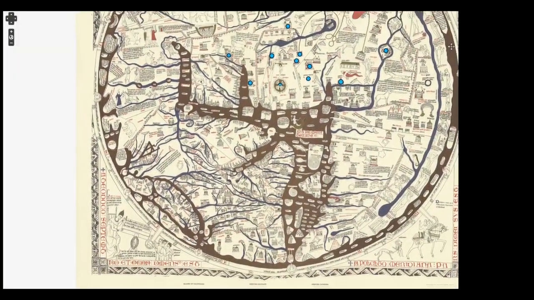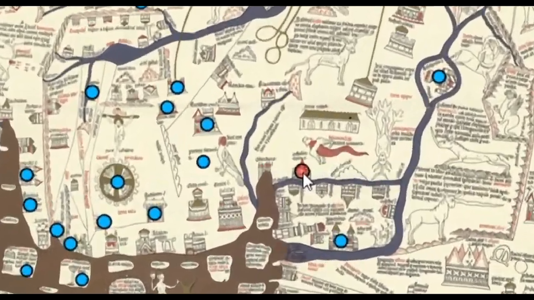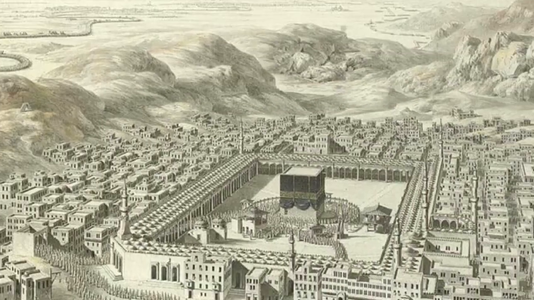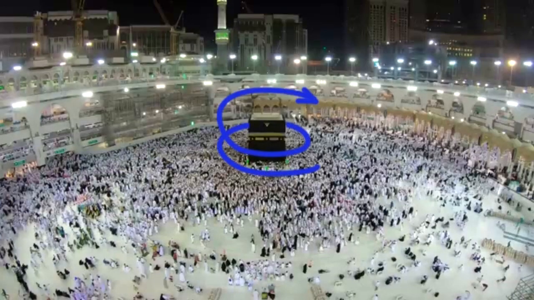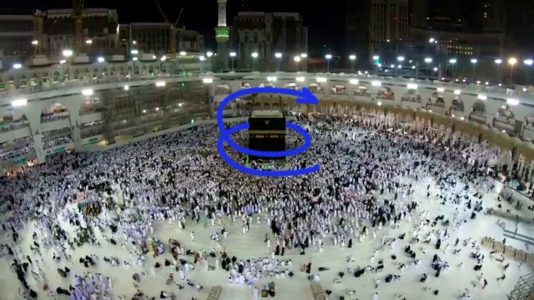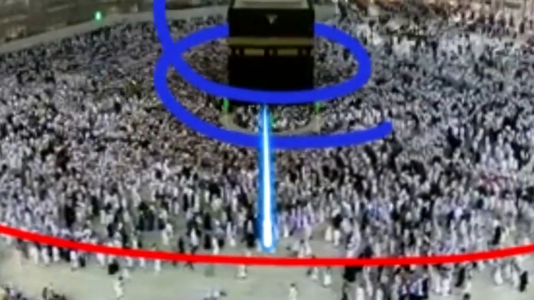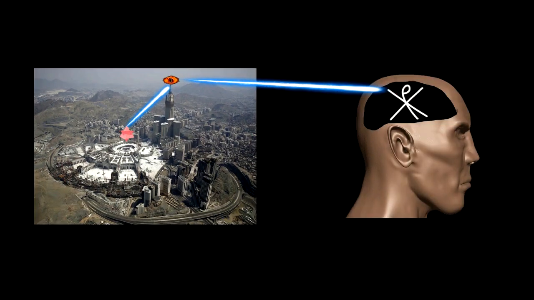Let's go back to the old Hereford map and take a look at the real Mecca. It's called the City of Meek. Mecca also reminds me of Merkaba. How would this work? Well, let's say that the stones are producing a rotation to the right. Now people are starting to walk in the opposite direction. That would give you a current. This current is sent to the amplifier, and the amplifier is sending it to the pineal glands of all the believers.